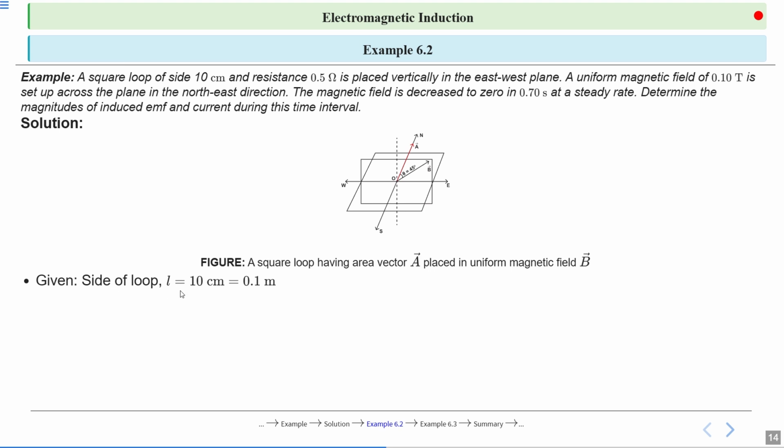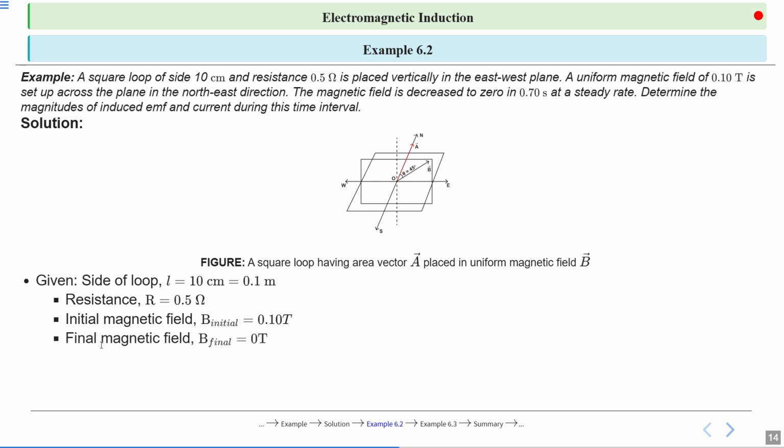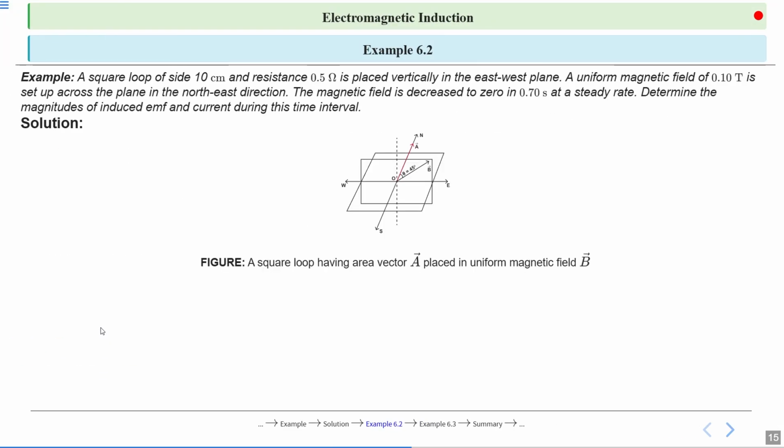So what is given? The side of the loop is 10 centimeter, that is 0.1 meter. Resistance is given, R equal to 0.5 ohm, the resistance of this square loop. Initial magnetic field is 0.1 Tesla. Final magnetic field is 0 Tesla, we are changing the magnetic field to 0. Now the time interval delta t is equal to 0.7 seconds, the time in which we are changing this magnetic field.